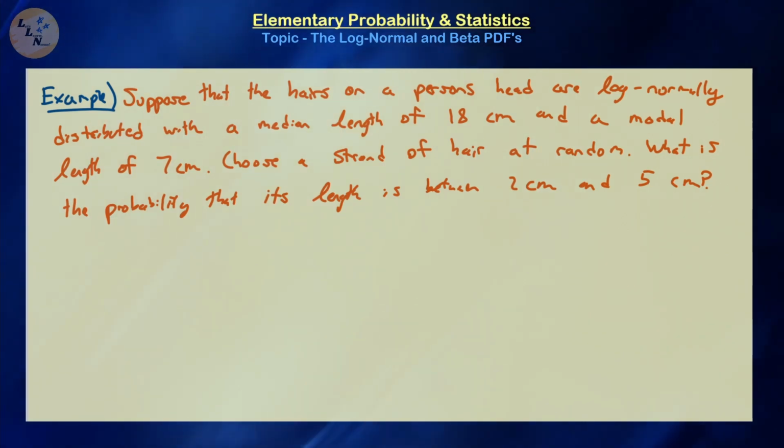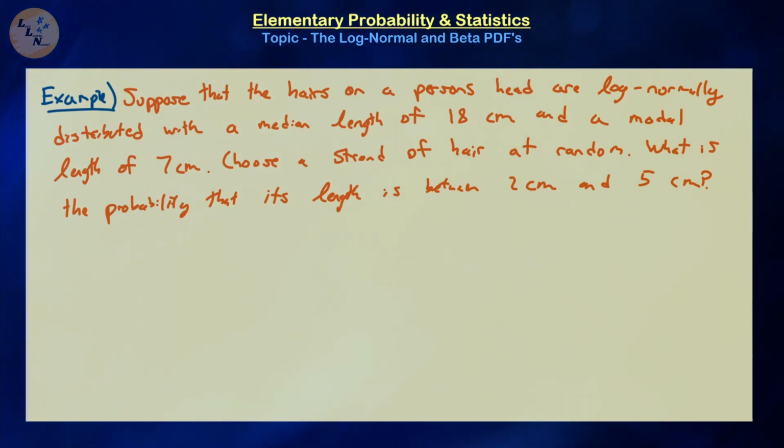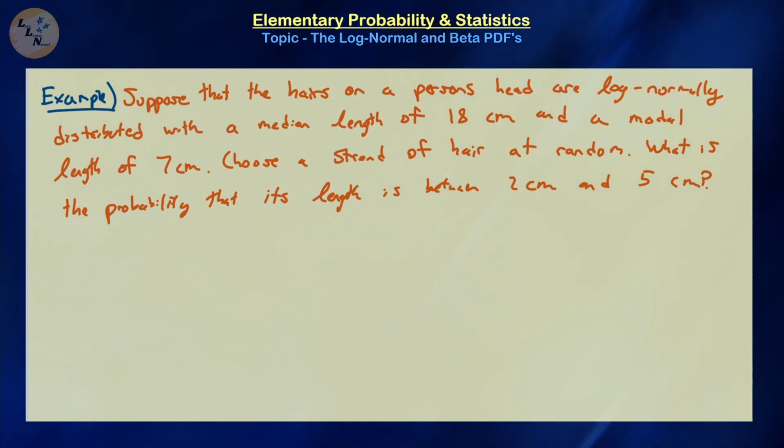So let us assume that the strands of hair on a person's head are log normally distributed with a median length of 18 centimeters and a modal length of 7 centimeters. Choose a strand of hair at random. What is the probability that its length is between 2 centimeters and 5 centimeters? So firstly, is a log normal distribution really appropriate for measuring the hairs on a person's head? Well, a person cannot have a strand of hair that has negative length, so that checks out. And also, if it has a length of 0, it's not really a strand of hair at all. So from that perception, the log normal distribution might be an appropriate model for the hairs on a person's head.